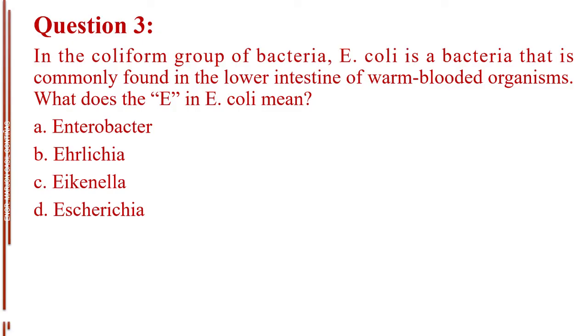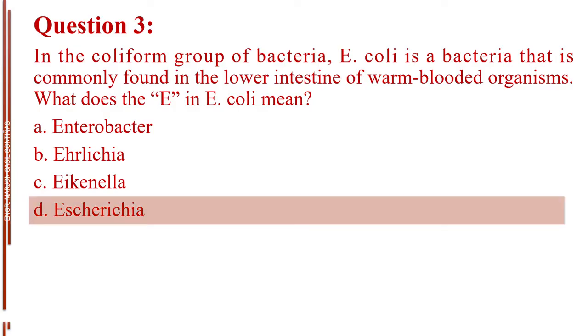Question number 3. In the coliform group of bacteria, E. coli is a bacteria that is commonly found in the lower intestine of warm-blooded organisms. What does the E in E. coli mean? Letter A, Enterobacter. Letter B, Ehrlichia. Letter C, Eikenella. Letter D, Escherichia. The answer is letter D, Escherichia.